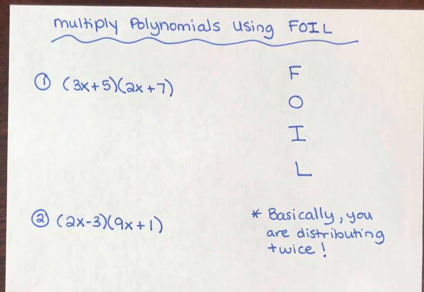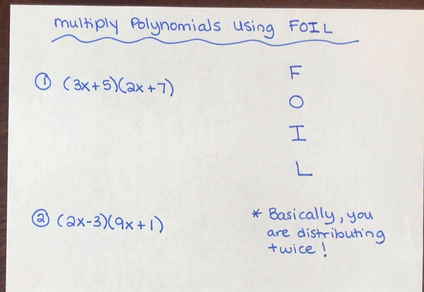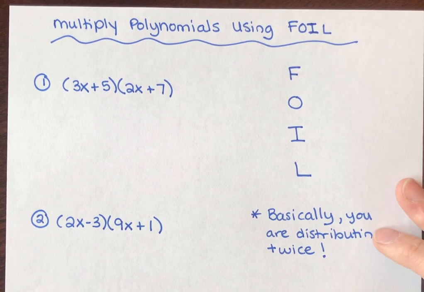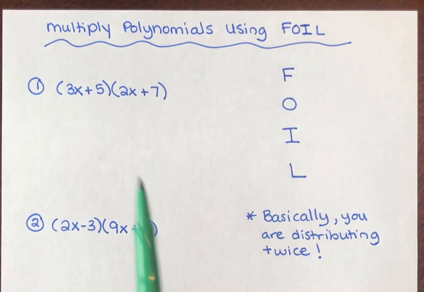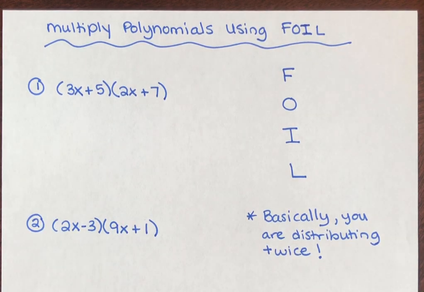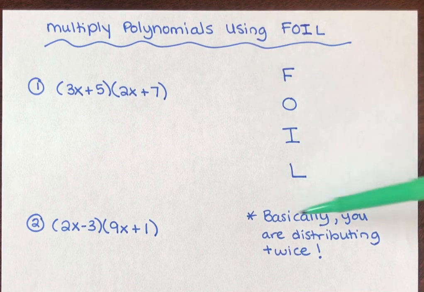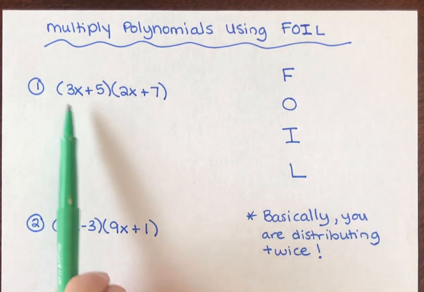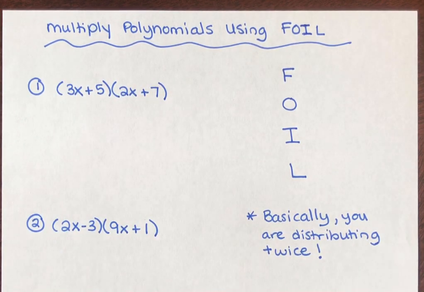In this video, we are going to be doing more multiplication of polynomials, except this time it's a little bit of an extension of the distributive property. We are going to multiply polynomials that have two terms with another polynomial that also has two terms. So doing this method, we use something called FOIL to help multiply something like 3x plus 5 times 2x plus 7. Basically what we're doing in these problems today is we are distributing twice.